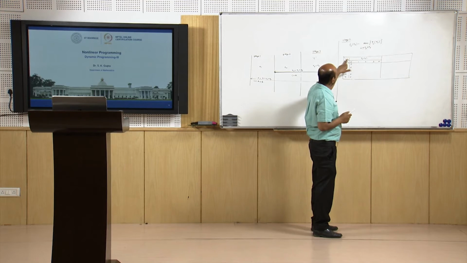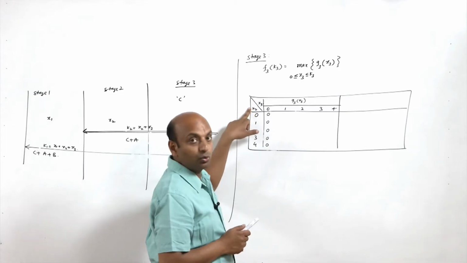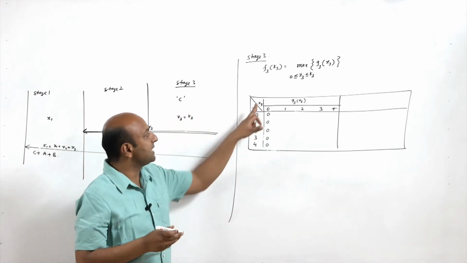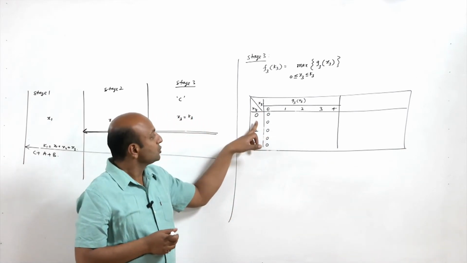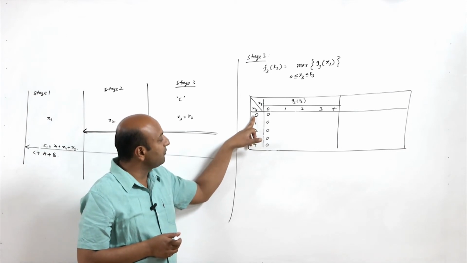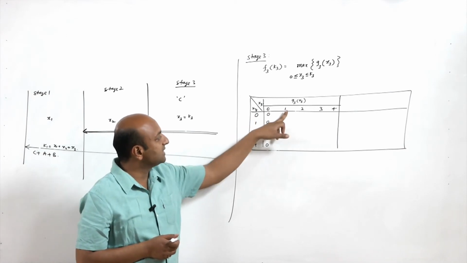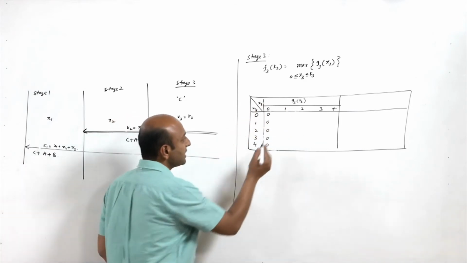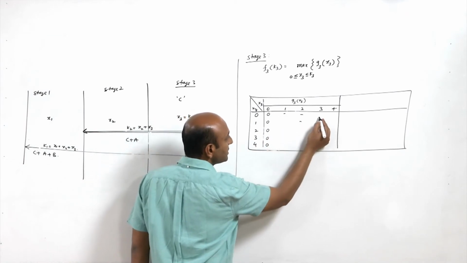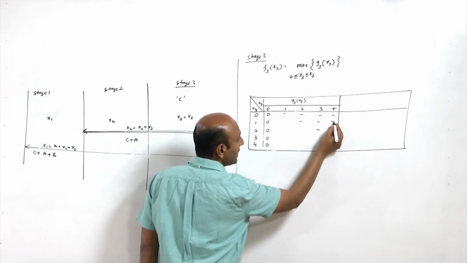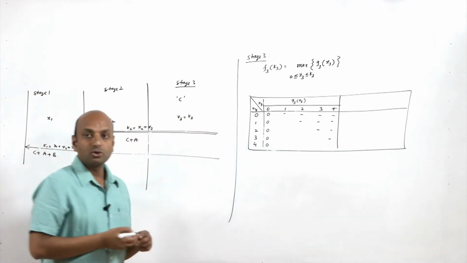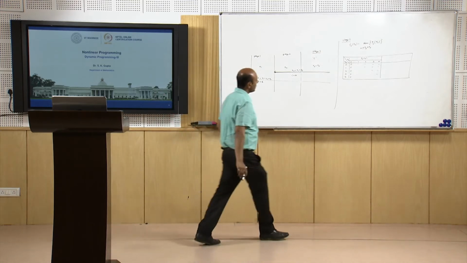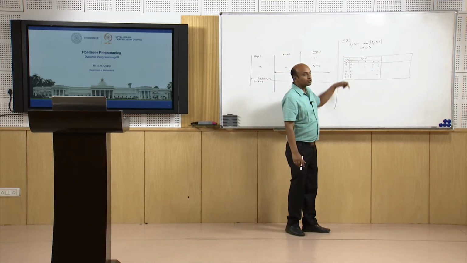Now X3 will always be less than or equal to K3. So if K3 is 0 and X3 is 1, this entry is not possible because X3 must be less than or equal to K3. Similarly, this entry is not possible, these 3 entries are not possible, and similarly these 3 entries are not possible. So it will be a lower triangular matrix type, because X3 will always be less than or equal to K3.